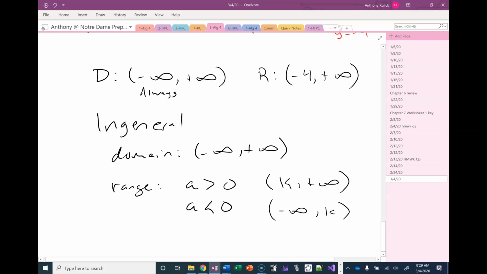Okay with that idea? Let's do one more graphing example, and then we'll be done. How's that sound?